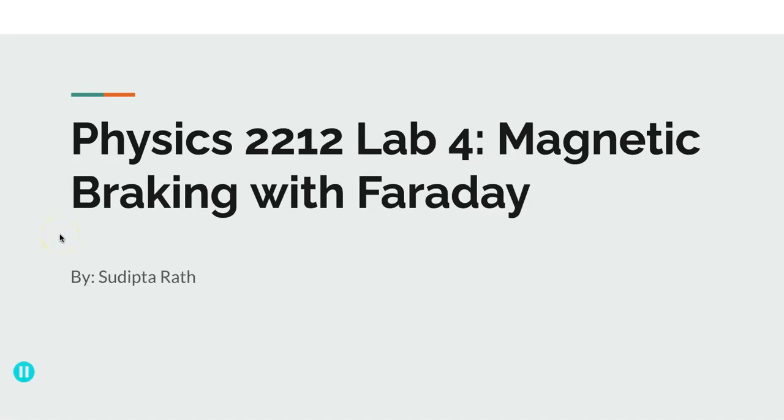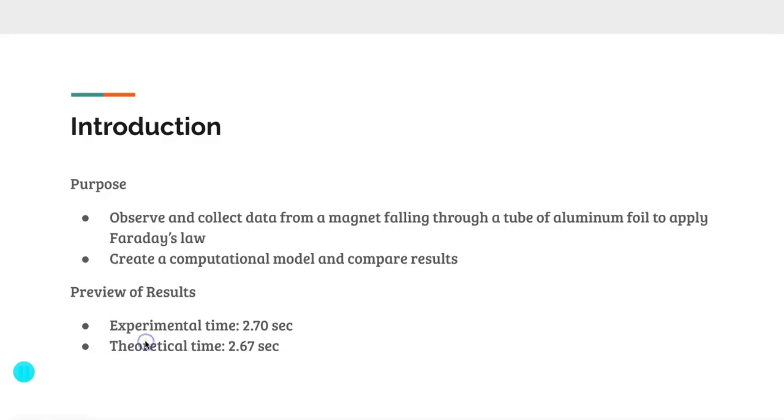My name is Sudipta, and this is my Physics 2212 Lab 4, Magnetic Braking with Faraday. The purpose of this lab is to observe and collect data from a magnet falling through a tube of aluminum foil in order to apply Faraday's law. We will then create a computational model and compare those results to the experimental. For my experimental time, I found it to be 2.7 seconds, and the theoretical time, I found it to be 2.67 seconds.